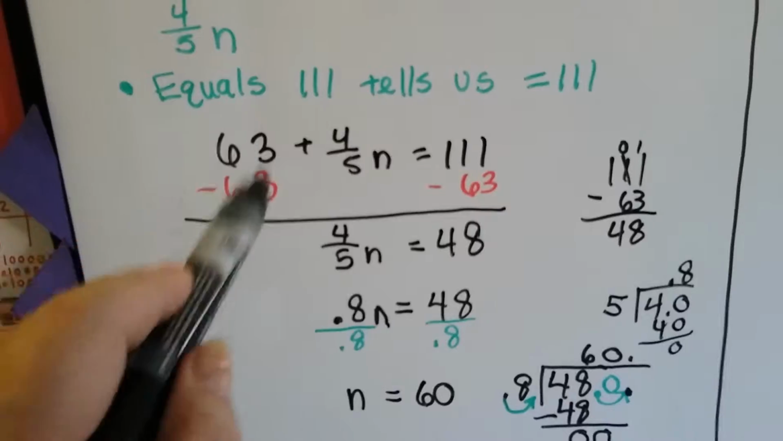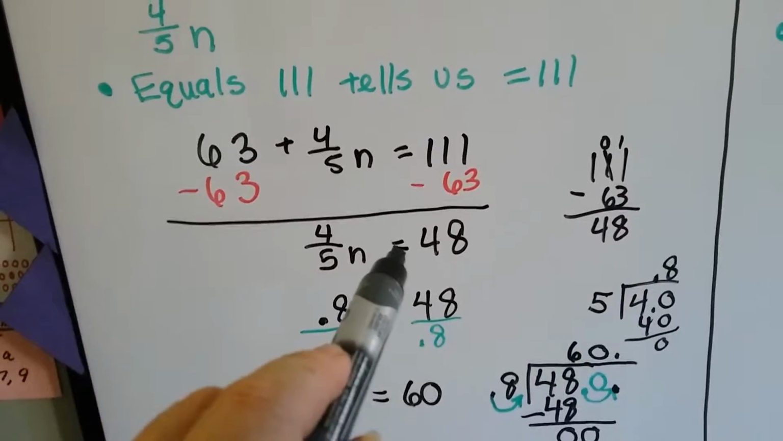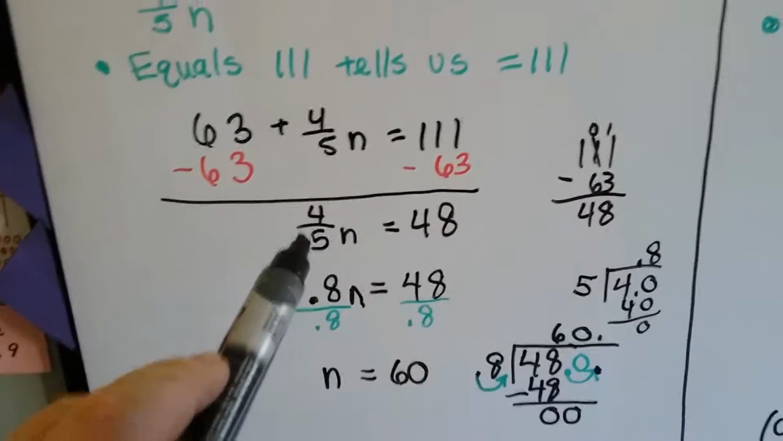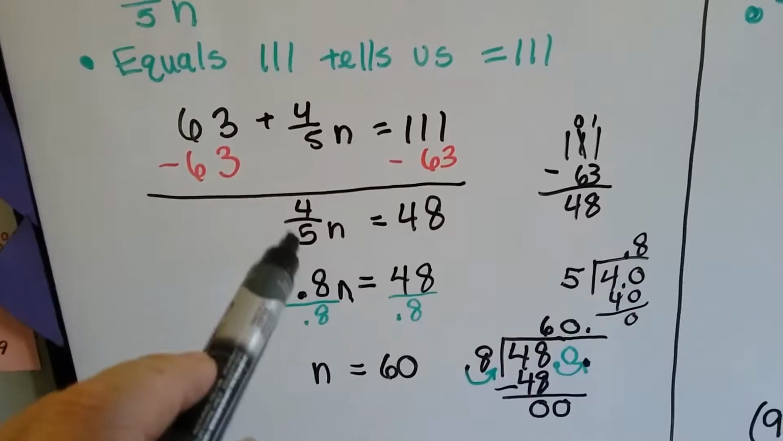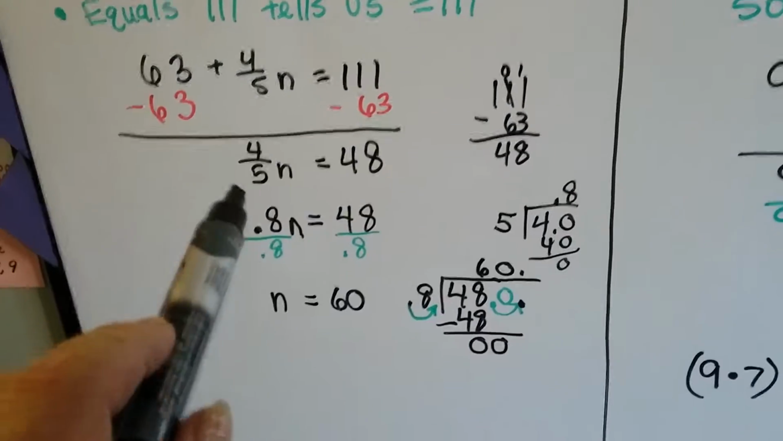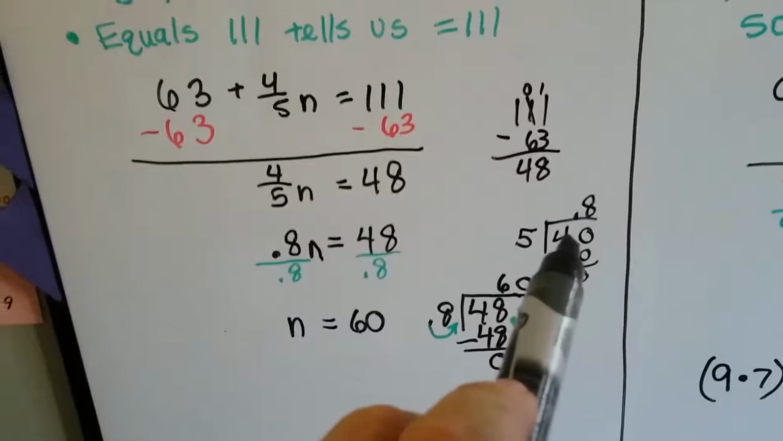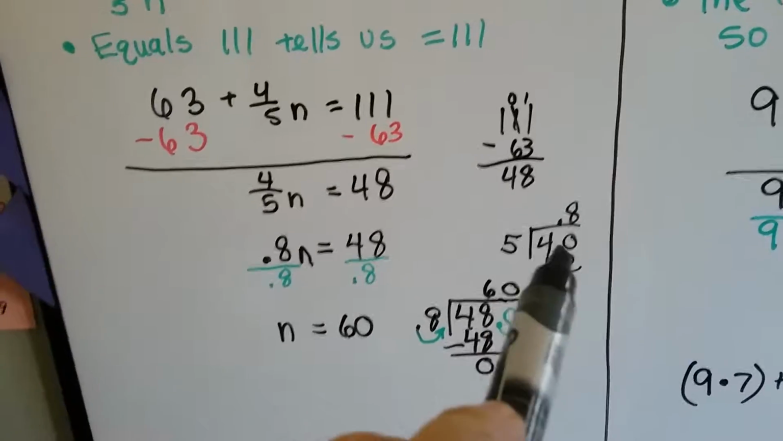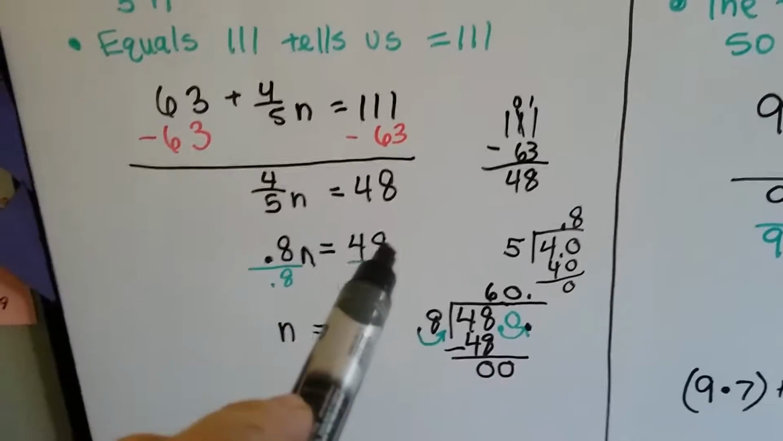So now this cancels out as a zero pair, and we end up with 4/5 n is equal to 48. 111 minus 63 is 48. So now we've got 4/5 n equals 48. We need to turn this into a decimal to make our life easier. Do you remember how to do that? You put the denominator into the numerator. 5 goes into 4. I had to add a decimal point and a 0. I got 0.8. So now we have 0.8 n equals 48.